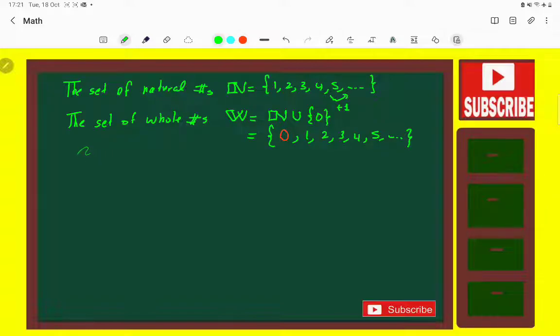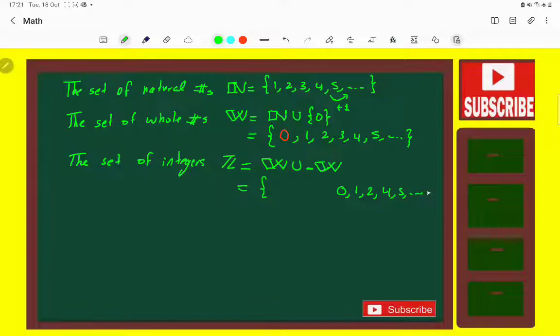My next set is the set of integers, and it's denoted by the letter Z. This set can be defined as the whole numbers union the whole numbers multiplied by negative, which means that in addition to the whole numbers, we have the negative whole numbers. Basically, we multiply every whole number by negative and add it to the set.